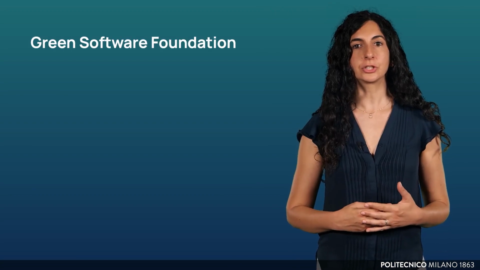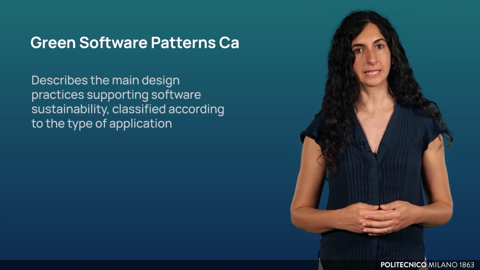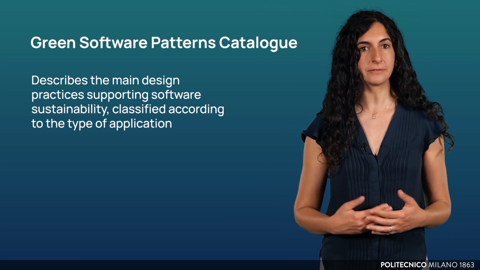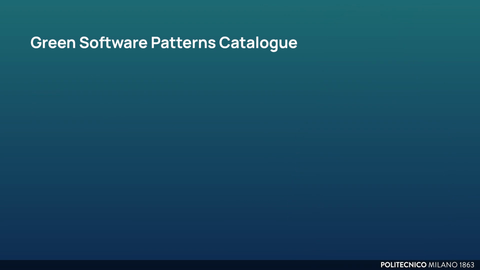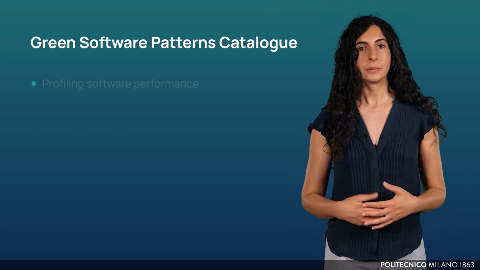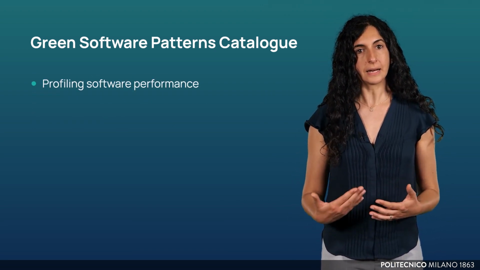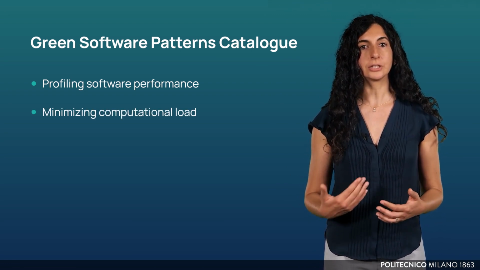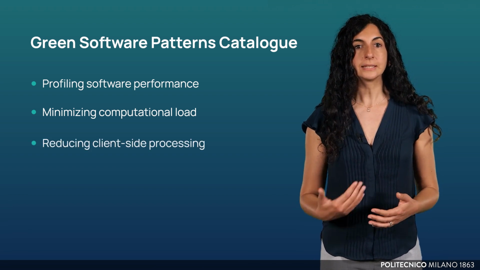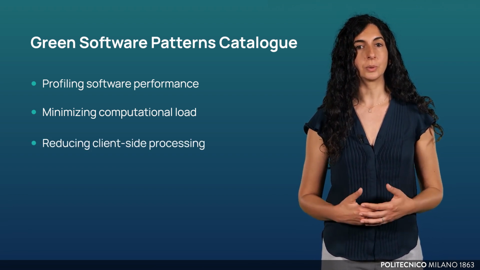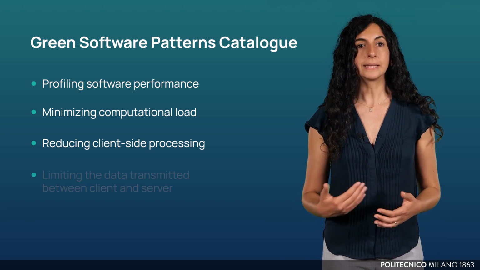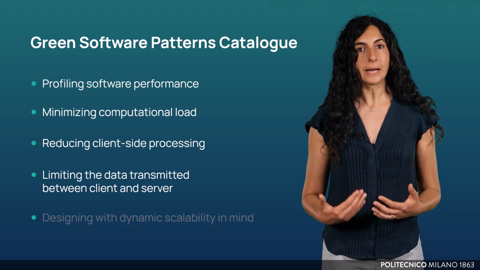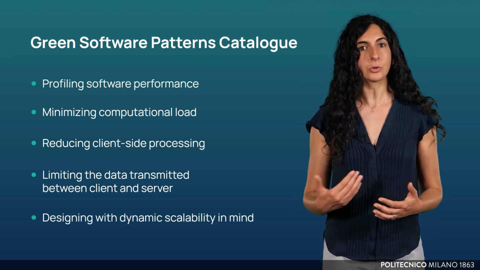The Green Software Foundation also proposes a Green Software Patterns Catalog, which describes the main design practices supporting software sustainability, classified according to the type of application. Some of the suggested practices include profiling software performance to identify energy bottlenecks, not just performance ones, minimizing computational load by removing non-essential or infrequent processing, reducing client-side processing when possible, especially on mobile devices with limited battery, limiting the data transmitted between client and server by optimizing APIs and payloads, and designing with dynamic scalability in mind to avoid having unused active resources.